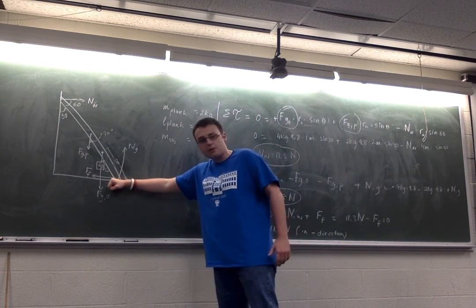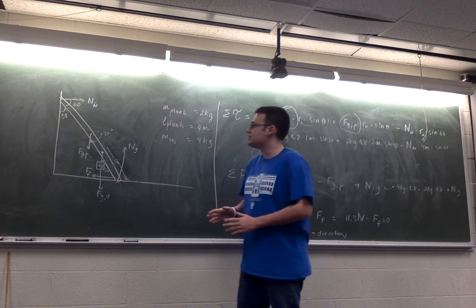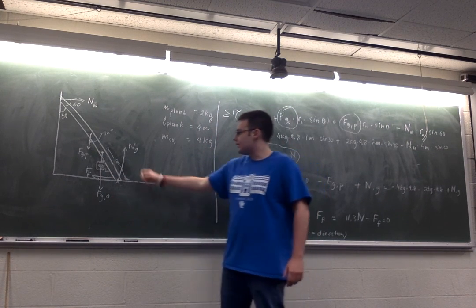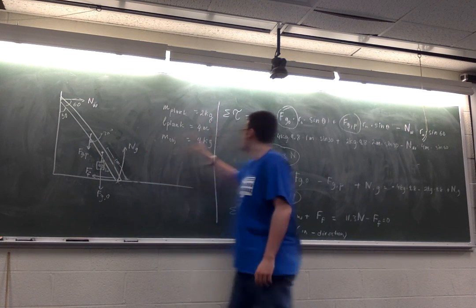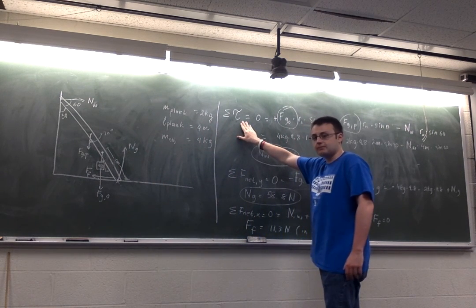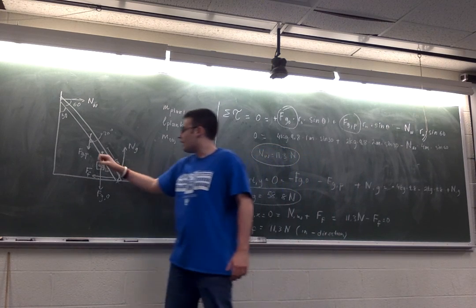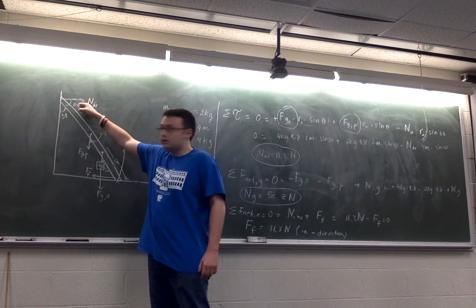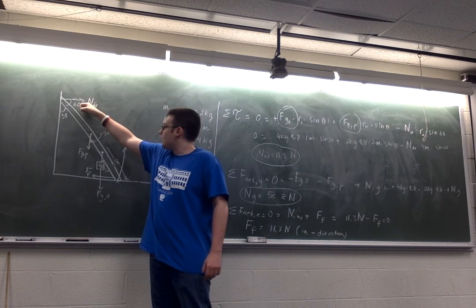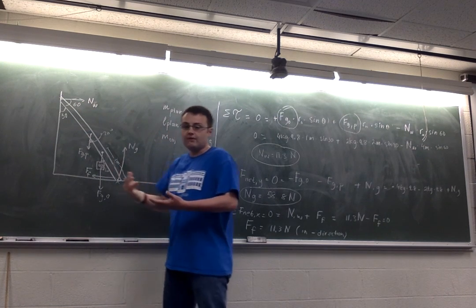So the first thing we need to do is set our axis of rotation at the bottom of the plank. Because we set our axis of rotation at the bottom of the plank, that allows us to ignore these two unknown forces when we do our net torque statement. So it only leaves us with our two gravitational forces, which we already know, and the normal force of the wall, which is what we're trying to find.